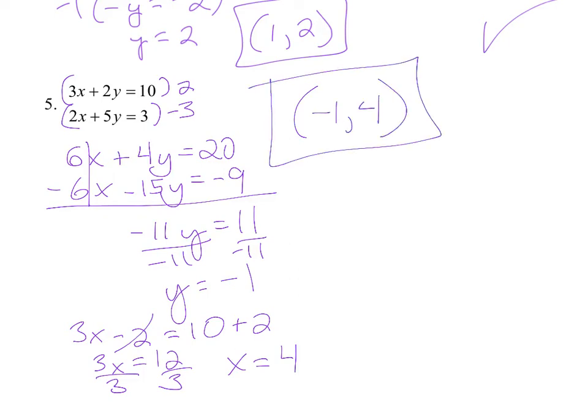But I'm going to check it real quick in the bottom equation. Negative 2, that's the 2x, plus 5 times 4 is 20, equals 3. That doesn't work. Maybe we have a no solution. I don't see how we have a no solution. Okay, let's see what we did wrong.